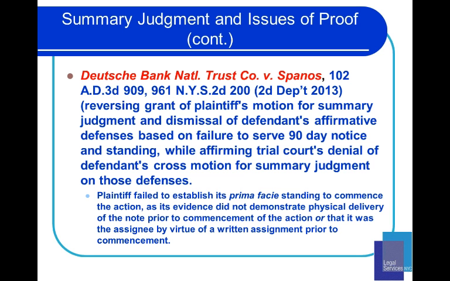Here's another Second Department case reversing a grant of summary judgment and dismissal of the defendant's affirmative defenses. The court held that the plaintiff failed to establish its prima facie standing because the evidence did not demonstrate physical delivery prior to the commencement of the action, or that it was an assignee by virtue of a written assignment. They didn't go into too much detail about what the evidence was or what it wasn't, but they clearly got the right result.